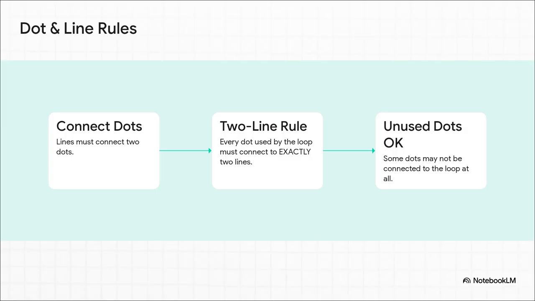Okay, next up, let's talk about how the lines and dots work together. There are 3 big rules here. First, every line you draw has to connect 2 dots. Simple. Second, and this one is super important, any dot that your loop passes through has to have exactly 2 lines touching it. Think of it like a road. One line goes in and one line goes out. That's what keeps the path moving. And third, it is totally fine to leave some dots all by themselves. Not every single dot on the grid needs to be part of your final loop.